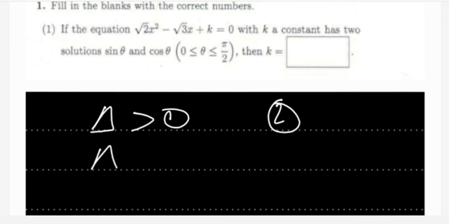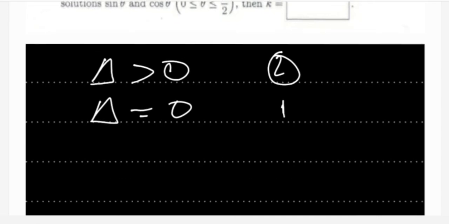Remember, what is the condition for something to have two solutions? Well, for a quadratic function to have two solutions, it's the delta that says. If delta is bigger than 0, then we will have two solutions. If delta is equal to 0, then we will have one solution. If delta is smaller than 0, then we will have only imaginary solutions, right? So we want two real solutions, so delta must be bigger than 0.